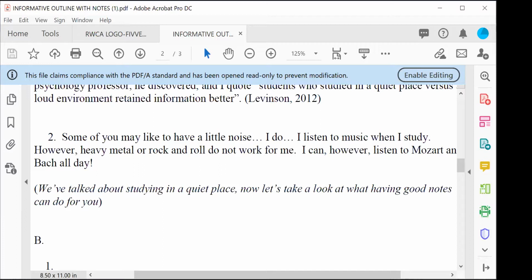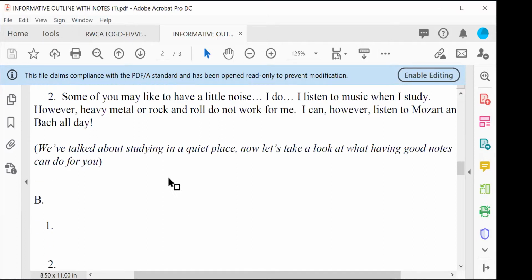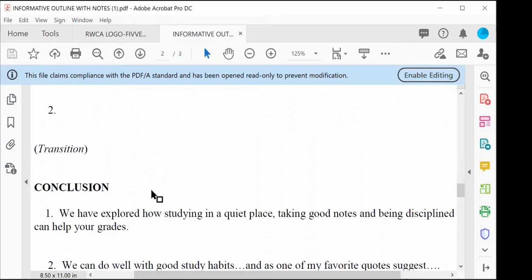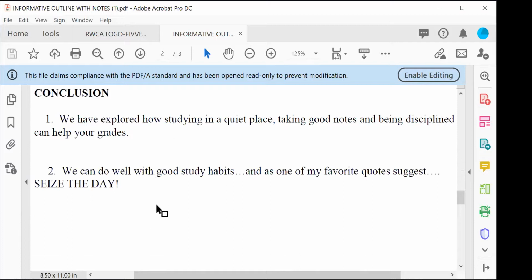The next transition says, we've talked about studying in a quiet place. Now let's take a look at what having good notes can do for you. So I stopped there because it's just a repetition. B and C would be a repetition. We go to the conclusion.